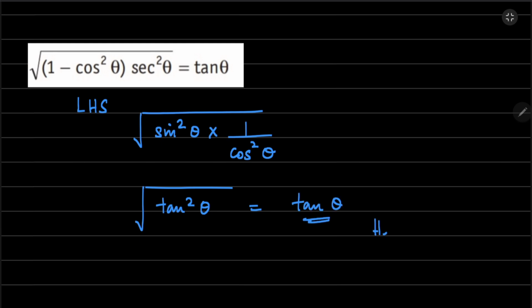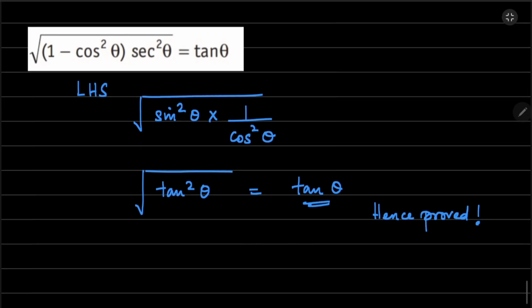Hence proved. So these are all very, very small questions, but again, it depends on how quickly you are able to identify what you need to do. So you have to convert cosecant into sine, secant into cosine, and then sine by cosine is tan. Quite an easy question. Let's move on to the third question of the day.